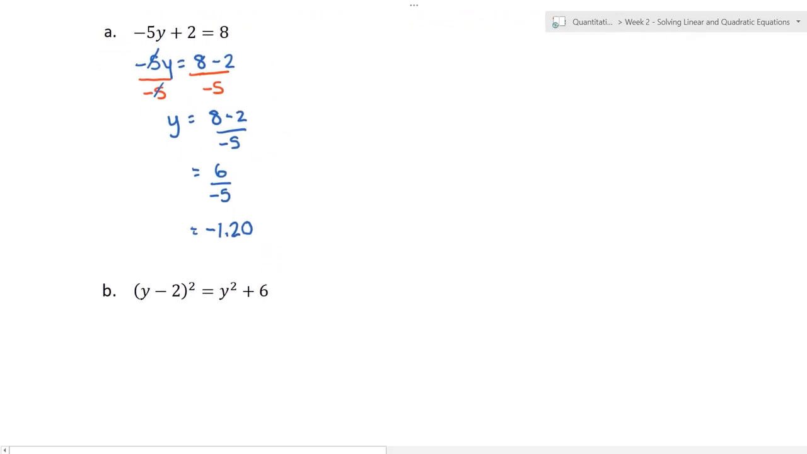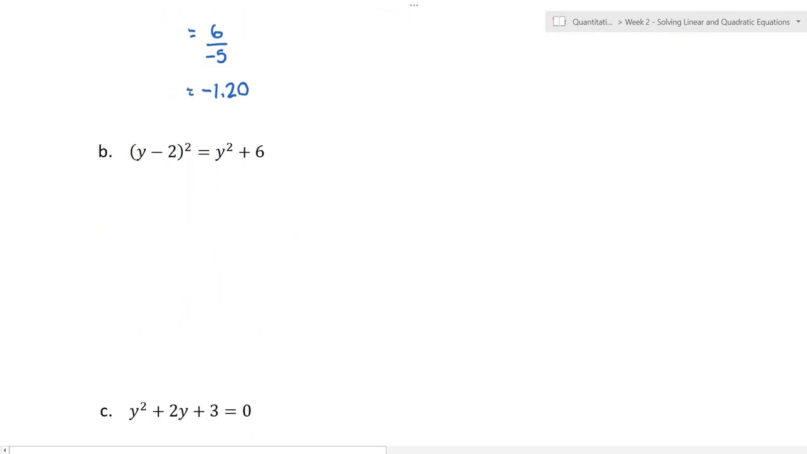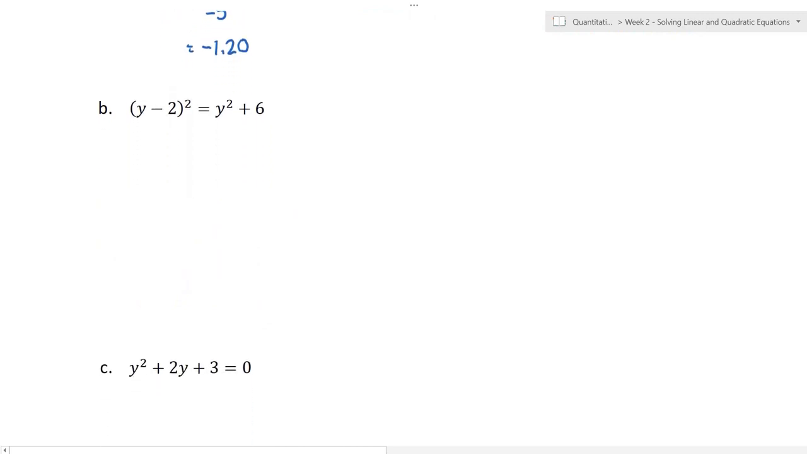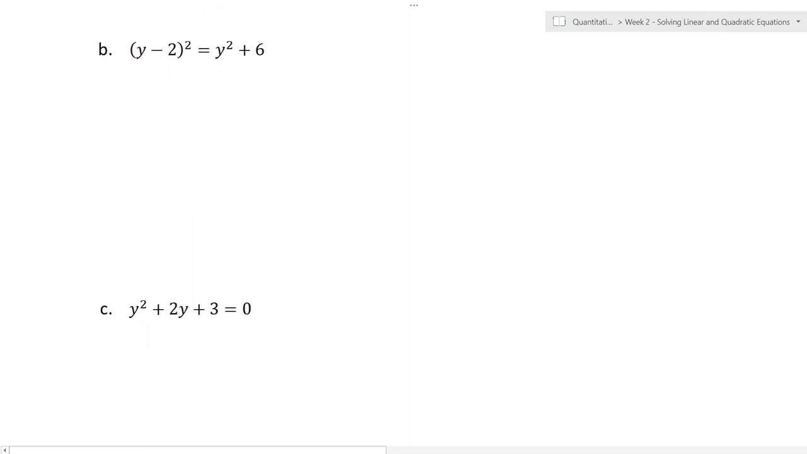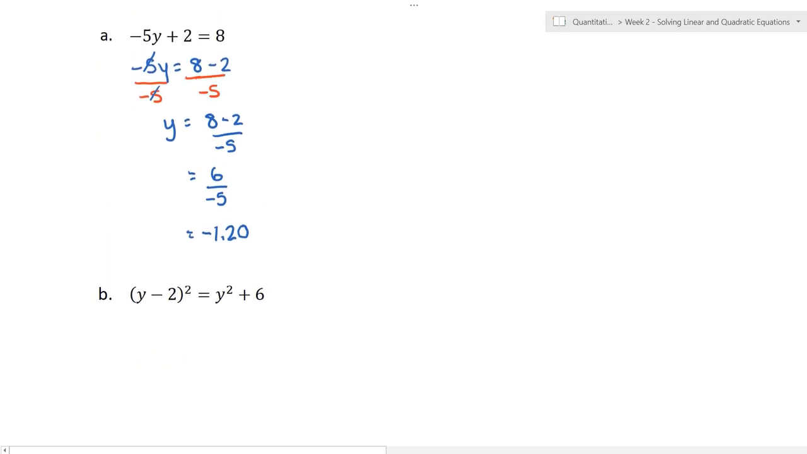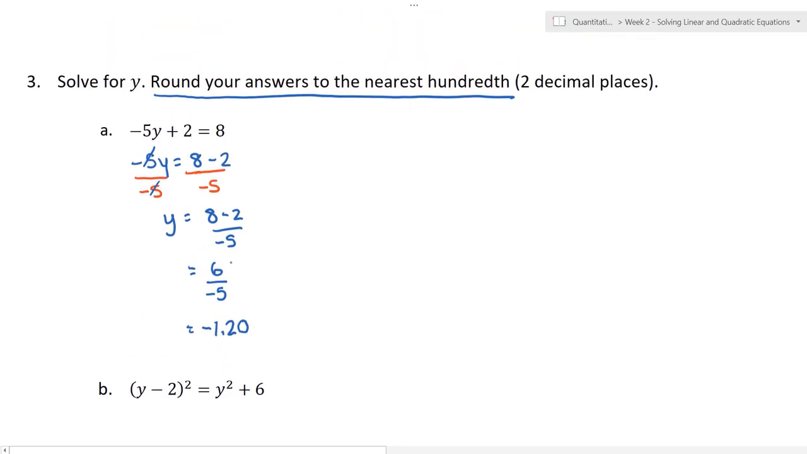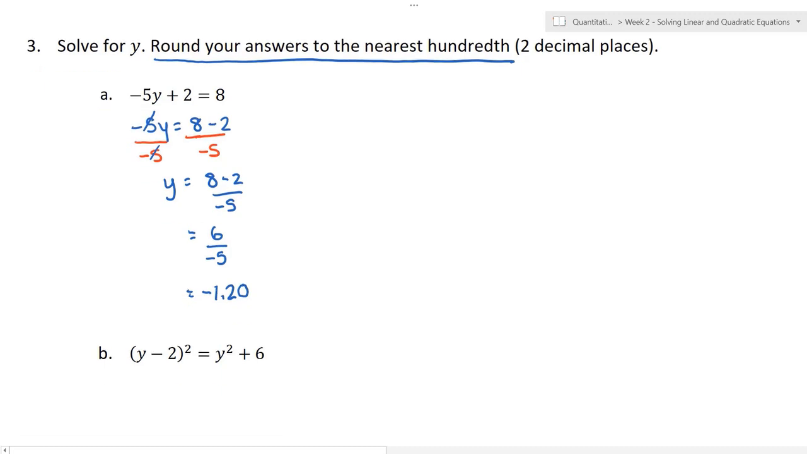Okay, so that was A. If I move on to B, I'm going to do the same thing. I'm trying to solve for y here. So think about how you would isolate for y first. Solving for y means isolating for it like we did here, but then afterwards you're actually going to type it into your calculator, find the answer, or simplify it. Since the question tells us to round our answers to the nearest hundredth, it's saying type it up and get the decimal. If it didn't say that, we could have kept it as a fraction, 6 over negative 5.